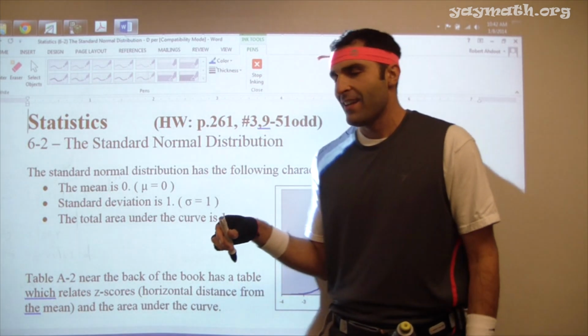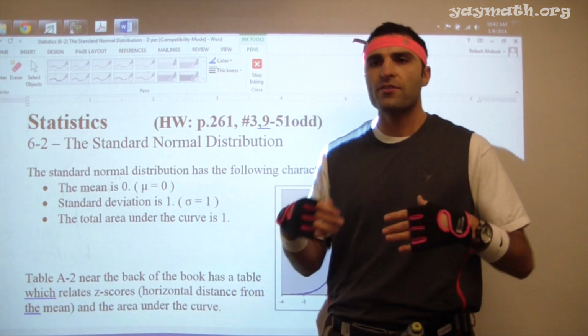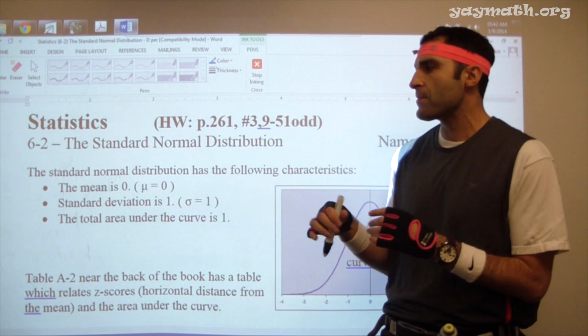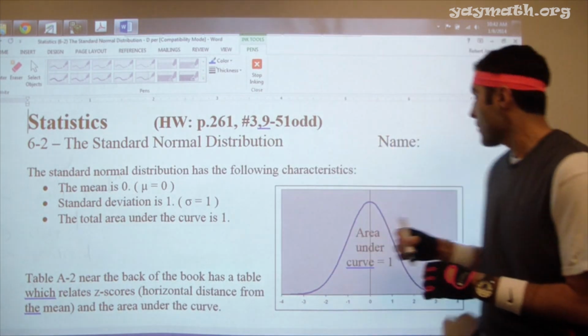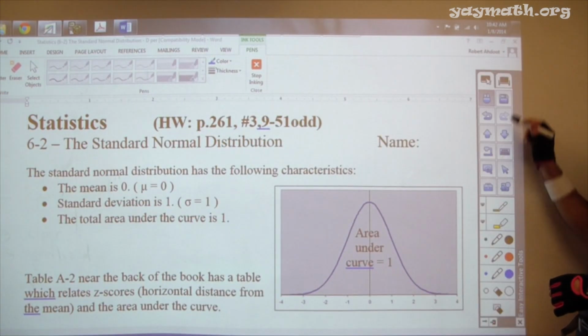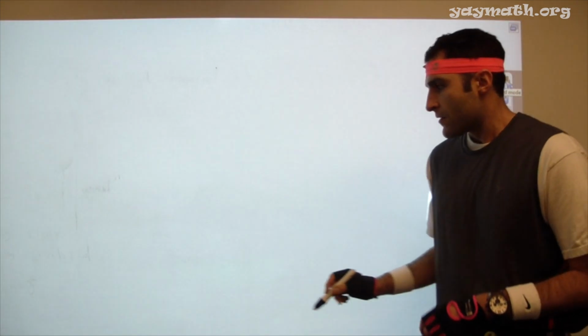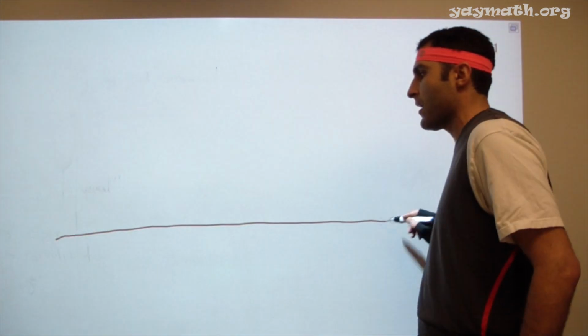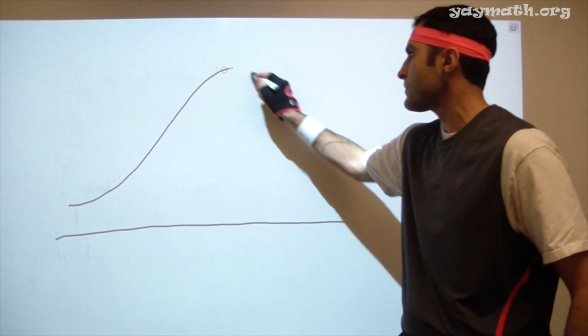Anyway, standard normal curve. It's pretty straightforward. Just ask questions because it's weird at first, but then hopefully you'll get it. Okay? So we've been introduced to the normal curve already. So let's actually just draw one maybe on the side of your paper somewhere.